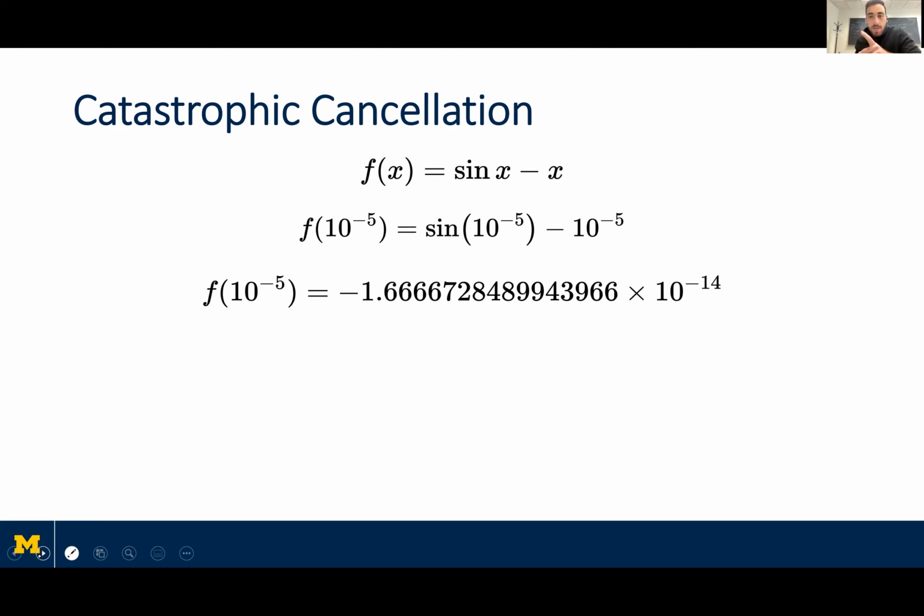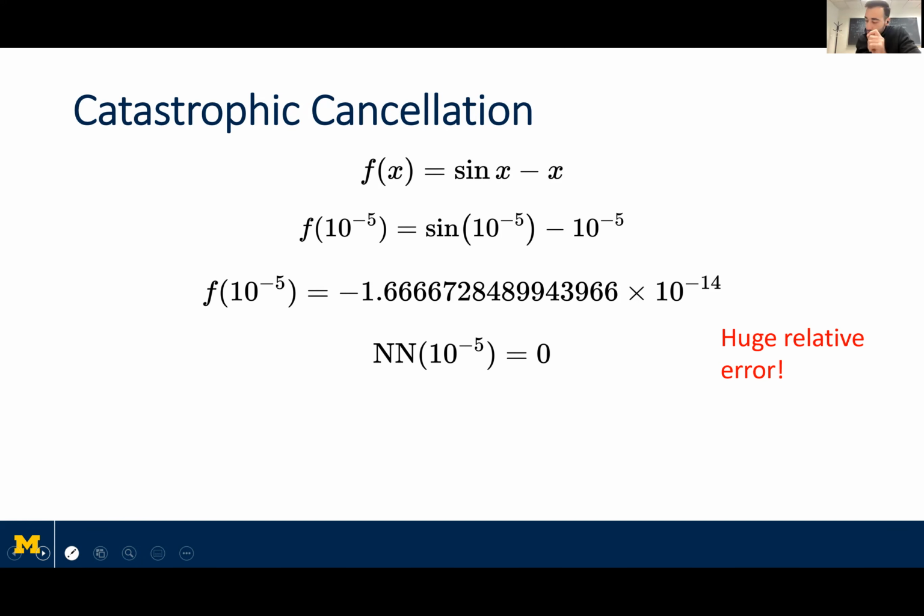But now imagine that instead of computing sine of 10 to the minus 5 to arbitrary precision, you actually use an approximation. And let's say your approximation is up to 5 digits, then sine of 10 to the minus 5 is just 10 to the minus 5. And you take 10 to the minus 5 minus 10 to the minus 5, and that's 0. And if you compare 0 to any other number, you're going to get a huge relative error, right? You're going to get it wrong, completely wrong. And that ends up being a problem.